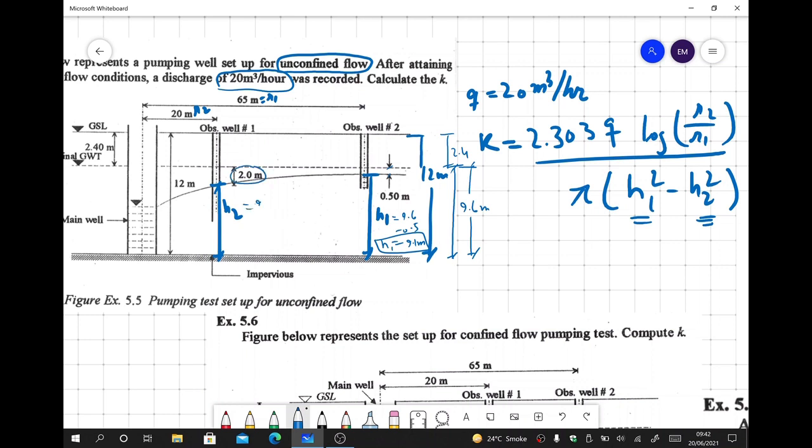So that is equal to 9.6. That was the distance from the water table to the impermeable layer minus 2. So this is equal to 7.6 meters. So H2 is 7.6 meters. Now we'll plug in the values in the formula.